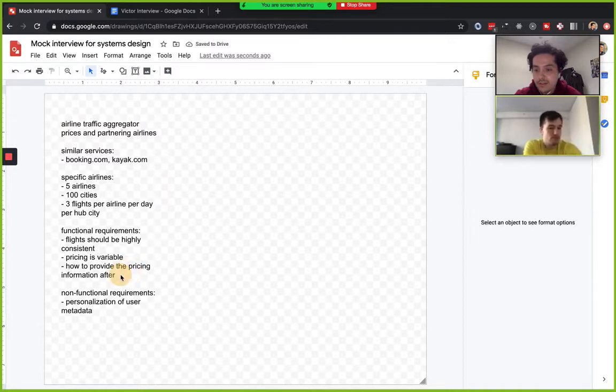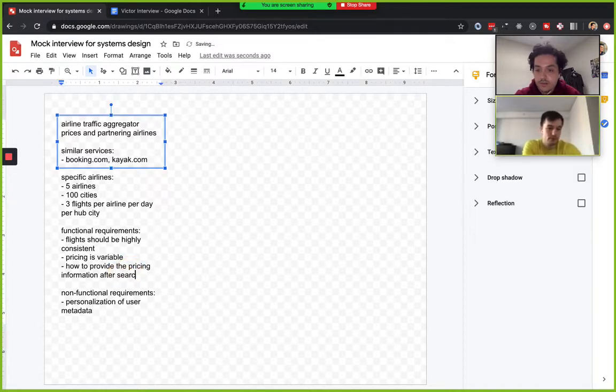Okay, how to provide pricing after search. Okay. So I think I got majority of the requirements. I'm going to do a little bit of calculations after I verify a few, but again, I just want to verify this is the system that you want me to go more in depth in.